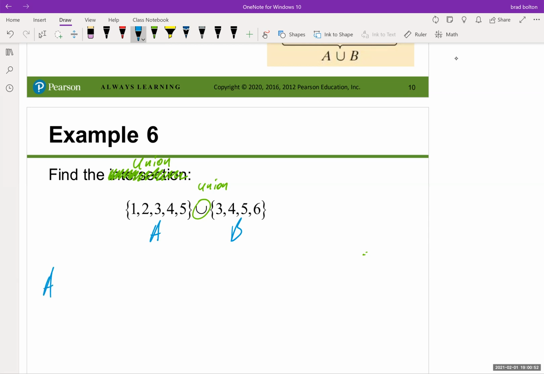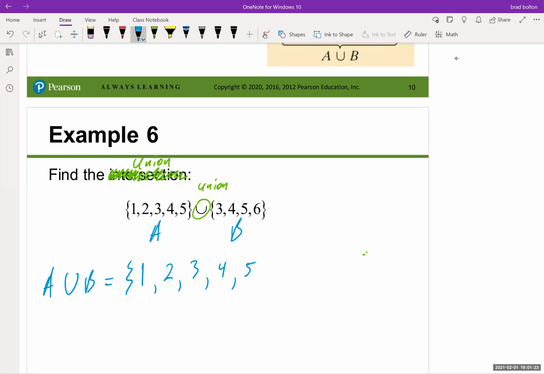So if I want to find A union B, what I'm saying is tell me the numbers that are in set A or in set B. So let's start with the number one. Is the number one in set A or set B? If the answer is yes, you put it as part of your union. Is the number two in set A or in set B? Yes, so you put it as part of your union. The number 3, yes. The number 4, yes. The number 5, yes.